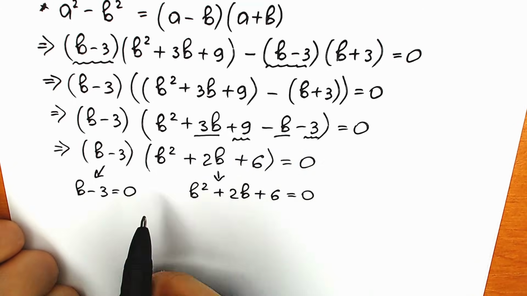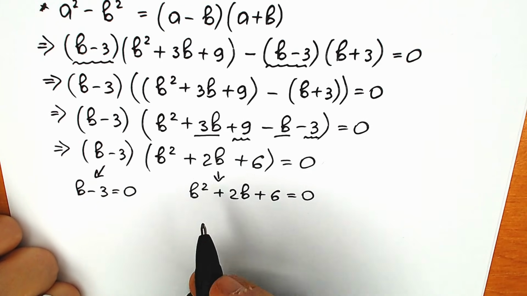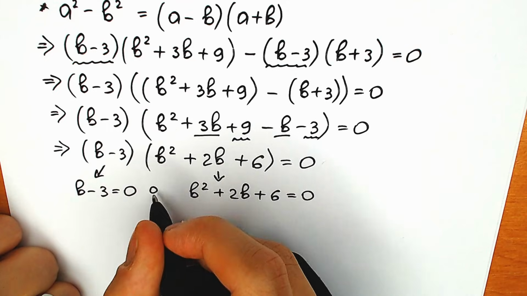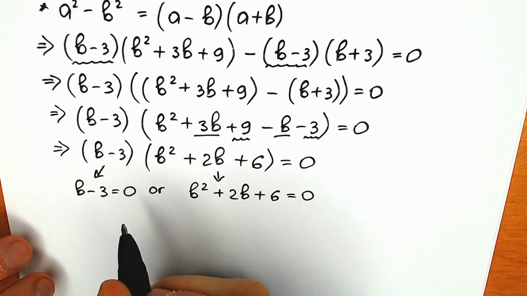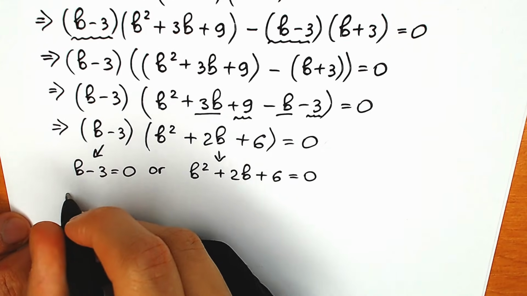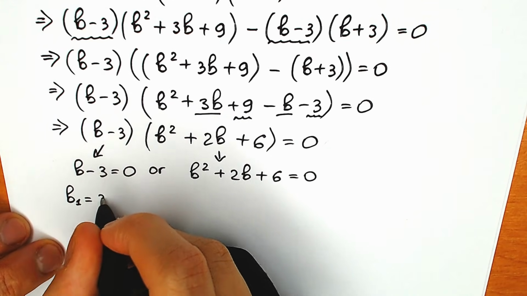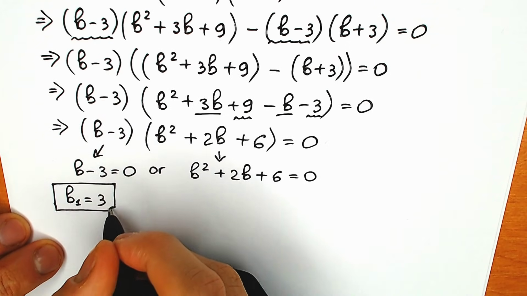So we have two branches, a linear function and a quadratic function. So we need to solve these two equations right here. Of course, maybe you can write it or it doesn't matter. The teacher will understand these notes. Okay, b minus 3 equal to 0. From here I would solve for b first, because this is a linear function, we can easily solve this instantly. So b first is equal to 3.